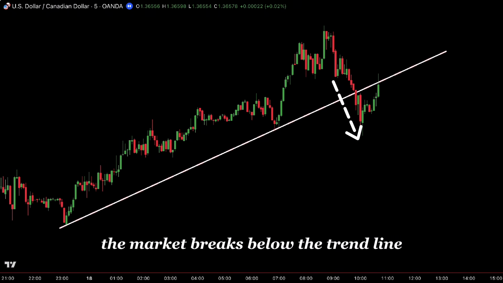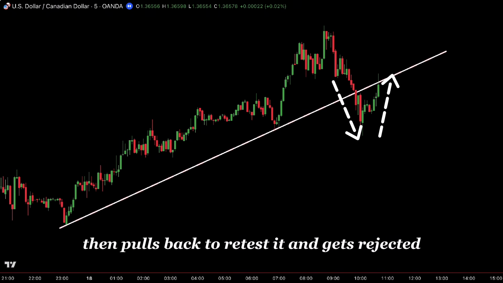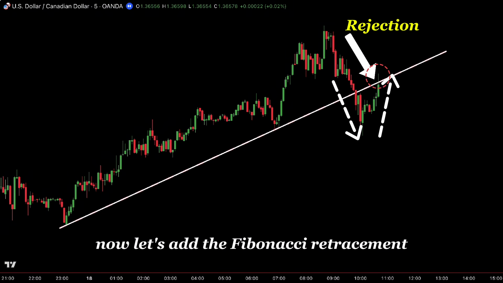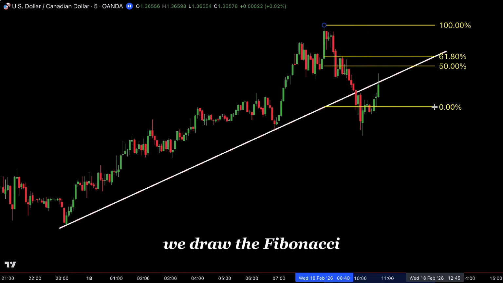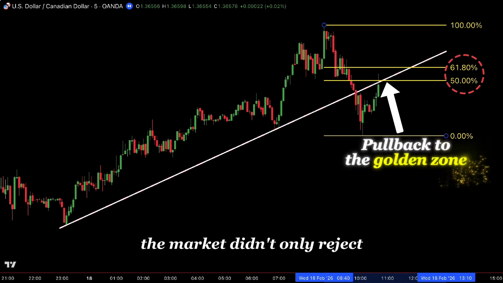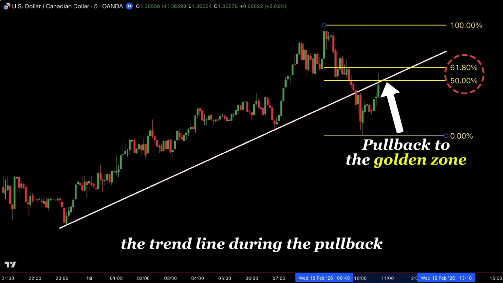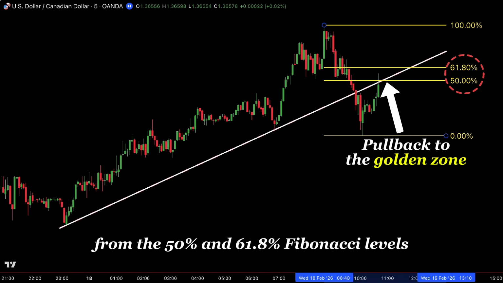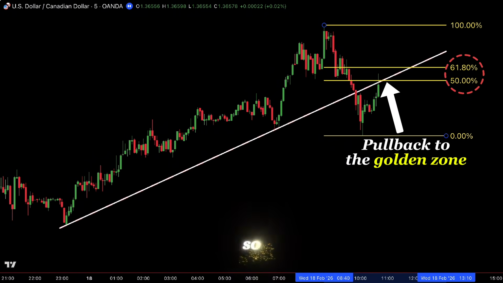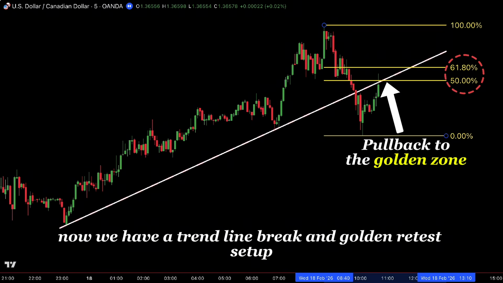The market breaks below the trend line, then pulls back to retest it and gets rejected. This is a classic trendline breakout and retest setup. Now let's add the Fibonacci retracement. We draw the Fibonacci from the beginning of the impulsive move to the end of it. As you can see, the market didn't only reject the trend line during the pullback, but it also got rejected from the 50% and 61.8% Fibonacci levels, which form the golden retracement area. So now we have a trend line break and golden retest setup.